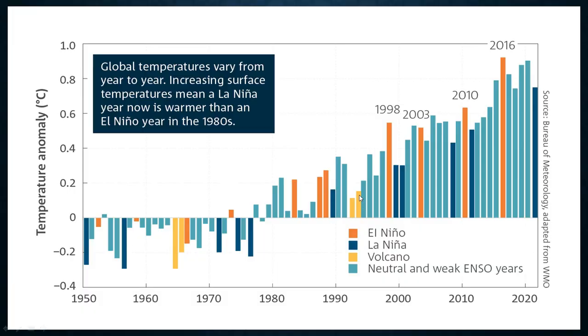Okay, so the yellow bars are showing volcanoes, orange are El Ninos, dark blue is La Nina, light blue, neutral, weak ENSO years. So temperature anomalies in degrees C. Global temperature scores vary from year to year. Increasing surface temperatures mean a La Nina year now is warmer than an El Nino year in the 1980s.